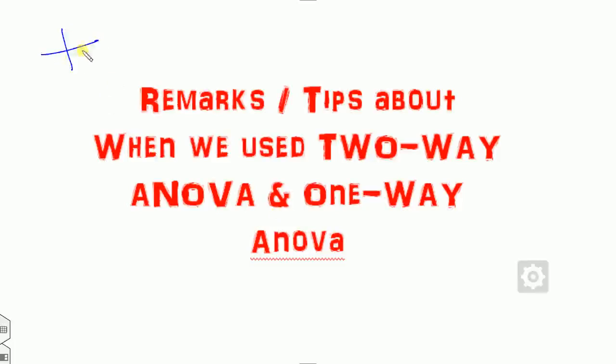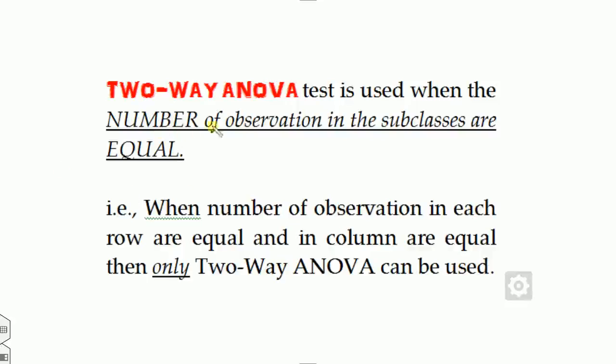Without interaction means only one observation per cell has been noted. So how do you remember when we use the two-way ANOVA or one-way ANOVA in your presentation or in your problem solving? Look at that. Two-way ANOVA is applicable only when the number of observations in each of the subclasses is equal. What is the meaning? That is when the number of observations in each row is equal and the number of observations in each column is equal.